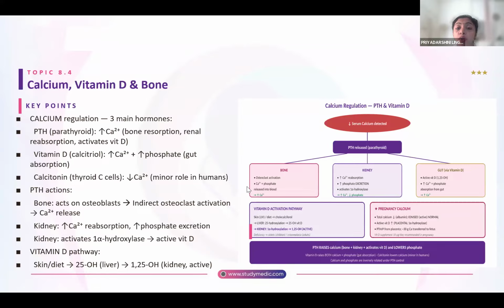So whenever the vitamin D levels are low, we know that the babies are going to get affected with rickets if it's a baby or a child, and in adults this can lead to osteomalacia. So this is how the vitamin D is regulated in the body.